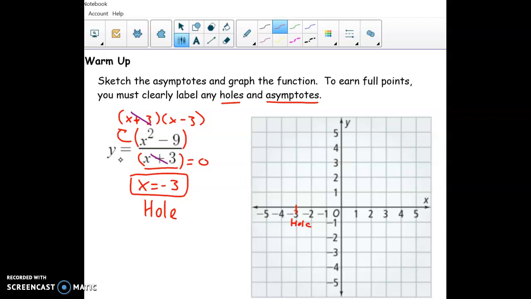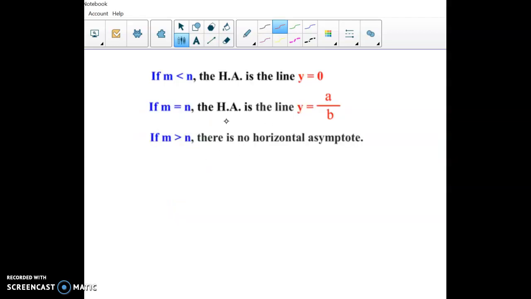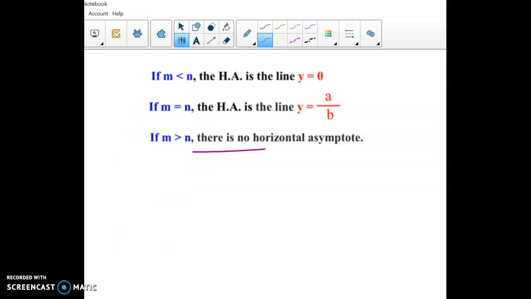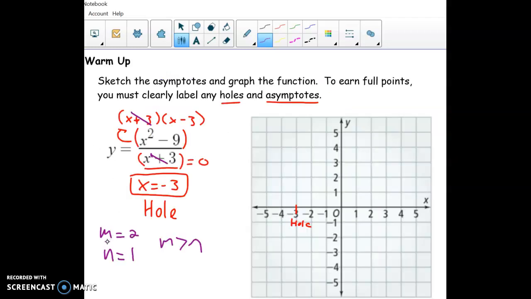So no vertical asymptotes. As far as horizontal, we're going to use this chart, where m and n are the highest exponents. This chart is given to you on the test, so you don't have to memorize it, but we have to know how to use it. So m, up top, would be 2. Our highest exponent up top is 2. Our highest exponent on the bottom is 1, so it's 2 and 1. So we have m greater than n, and according to the chart, there's no horizontal asymptote. So we have no horizontal asymptote to worry about here in our graph. All we really have is one hole, and then from here we just have to graph it.